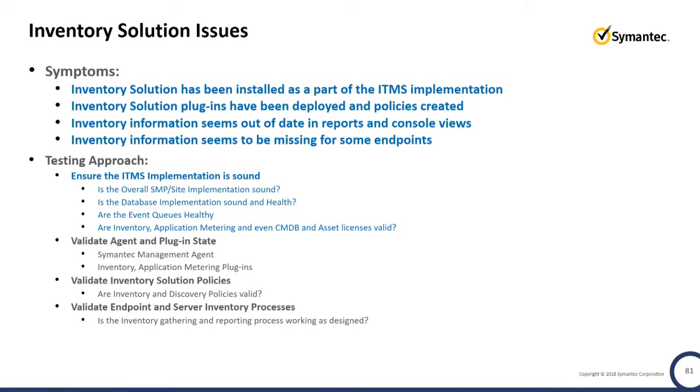Okay, so what you want to do is make sure the implementation is sound. Make sure that you got the agent plugins out there. That's the most obvious one, and I've been caught with that one. Make sure that the inventory solution policies are on and properly targeted. And then verify that it actually works. So these are kind of obvious things. Inventory works or doesn't in most cases, right? It's no different than anything else that has a sub-agent.